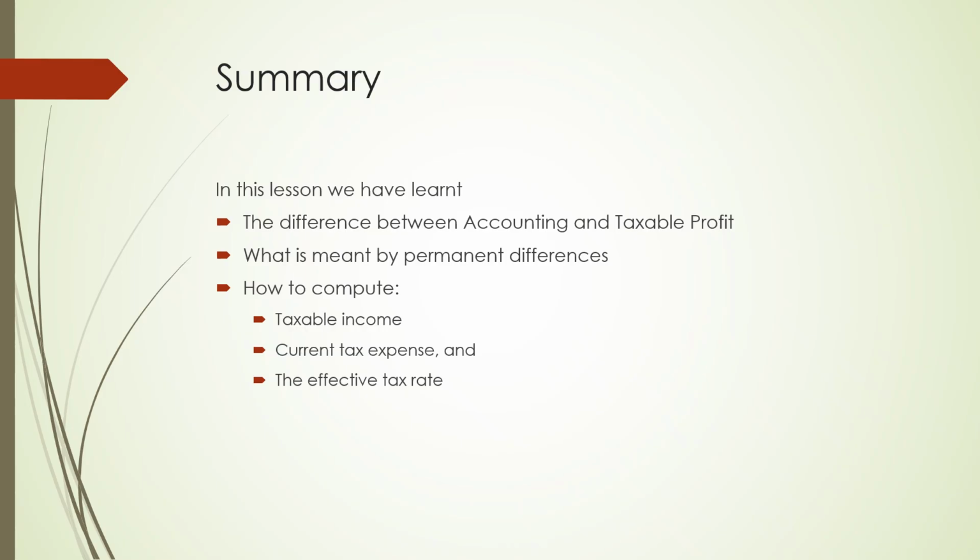Right. In this lesson, we have learned the difference between accounting profit and taxable profit. We have learned what is meant by permanent differences, and we have learned how to compute taxable income, the current tax expense, and the effective tax rate. In the next set of slides, we will be looking at how to calculate current tax expense where there are temporary differences involved.